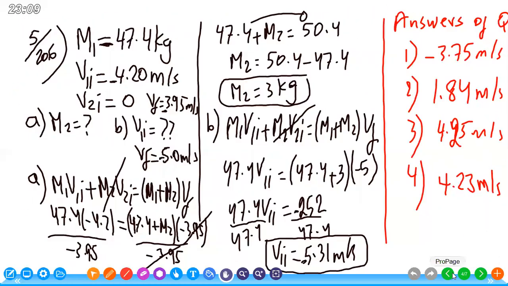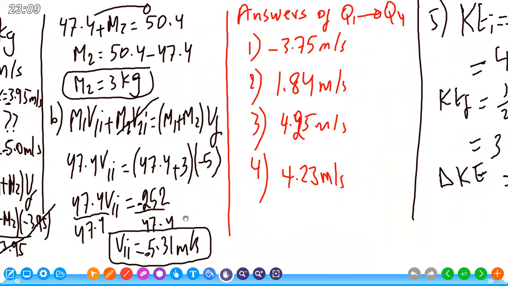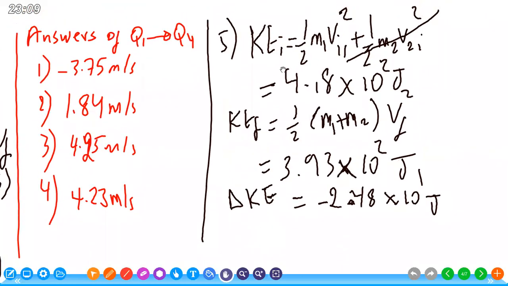So let's do them. Kinetic energy initial: half M1 V1 initial squared plus half M2 V2 initial squared. V2 initial is 0, so anything times 0 is 0, and this term will be cancelled. Half M1, which is 47.4, times, I'm talking about part A, V1 initial, which was minus 3.95. If the velocity is negative, please put it in brackets and put the square outside the bracket. So minus 3.95 in brackets squared, I will get 4.18 times 10 to the 2 joules.